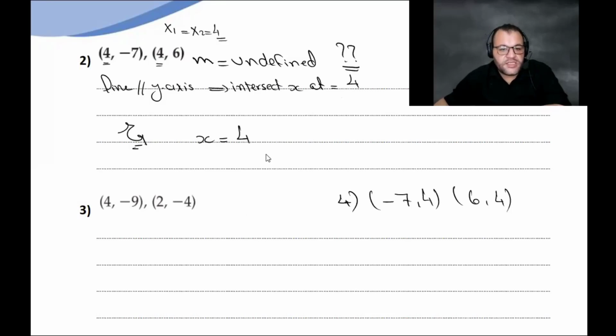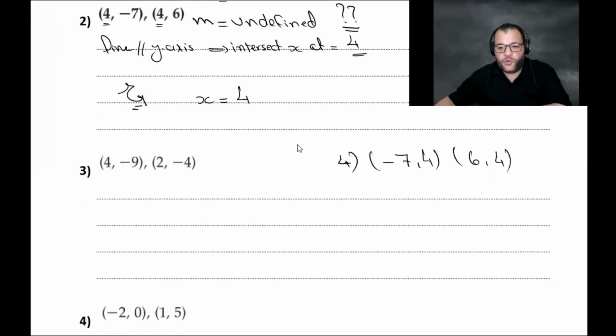When you find that x1 equals x2 equals 4, this line is parallel to the y-axis. So it will intersect the x-axis at the point 4, and the slope will be undefined. So for question number 4, we'll solve in the same way.